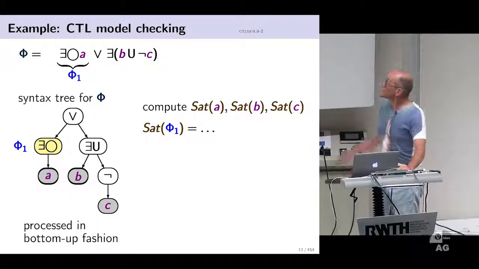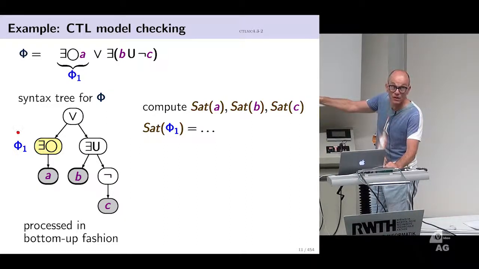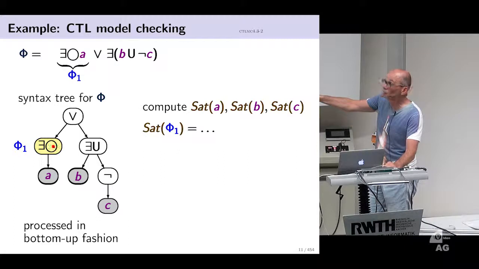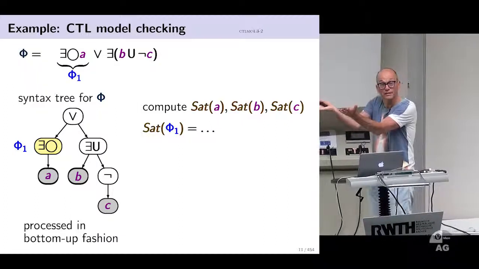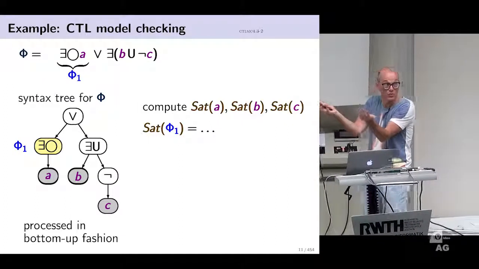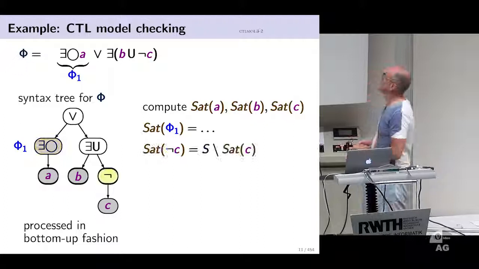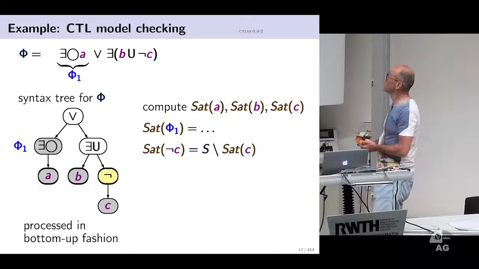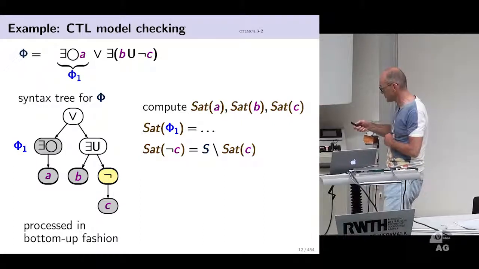Then you go one level up in the tree. Suppose that we have computed the set of states satisfying A, then we can compute the set of states for existential next. What are the states satisfying existential next? Those are the states that have at least one transition into a state satisfying A. I have this set already identified, so the only thing I have to do is check whether my state has at least one transition into that set or not. Good. For negation, it's easy because you just take the complement. If I have the set of states satisfying C, the set of states satisfying not C is just the complement.